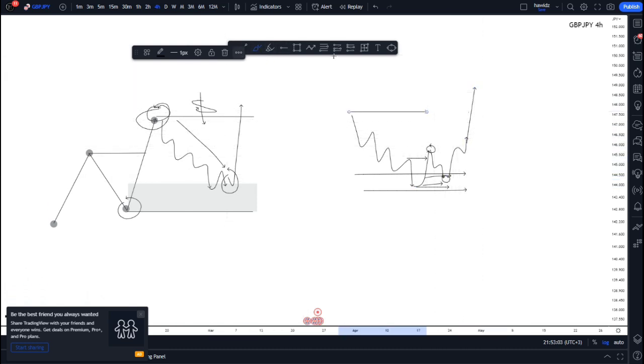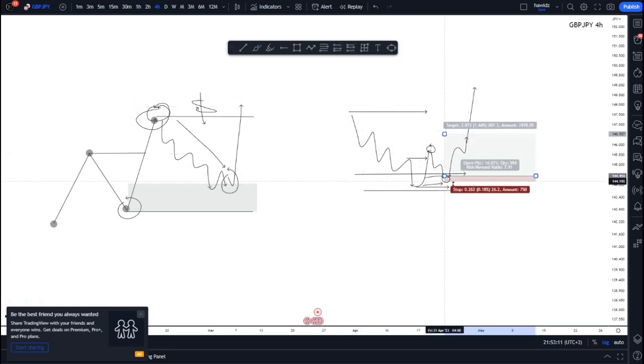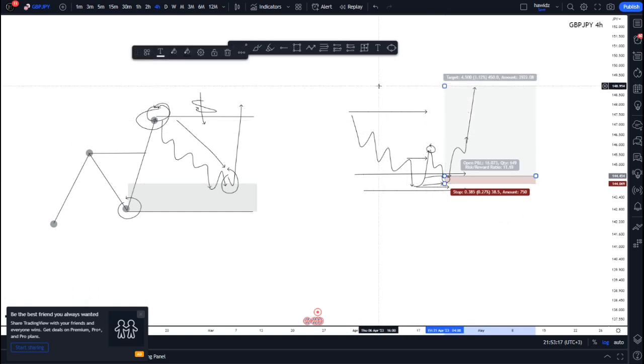Now the advantage of this is that your stop loss is going to be rather minimal, and your RR in general is going to increase, right? Because you might have just a tight stop loss like that, and of course you're looking to target the highs.